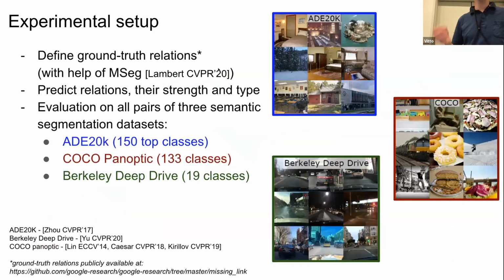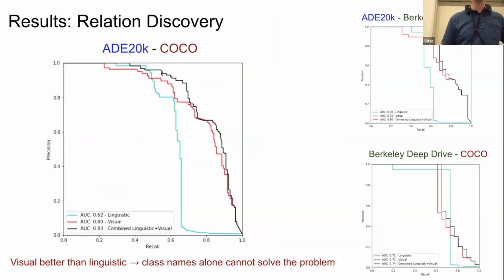To evaluate experimentally, you need to define ground truth relations. We start from the MSEC dataset by Lampert and Colton, and we enhance it to be really accurate on these relation types. And then we can evaluate whether our automatic relation discovery actually manages to find these things. This is just binary discovery in this slide, without the type of the relation. And the conclusion you can see from these plots is that visual relation discovery is better than purely linguistic, which is very interesting. The class names alone cannot solve the problem. And the combined linguistic and visual actually works best.